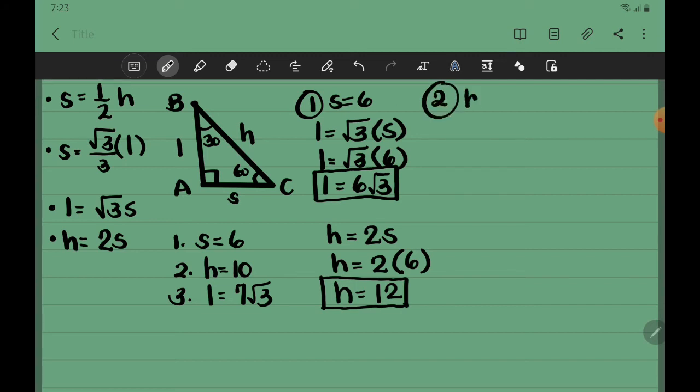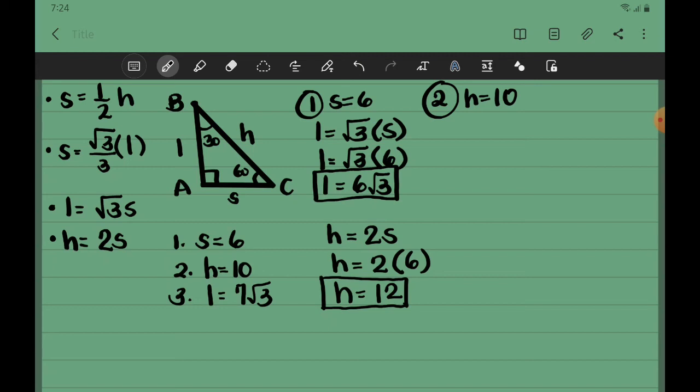We have h equals 10. So, since hindi given yung shorter leg at hypotenuse ang given natin, hanapin muna natin lagi si shorter leg. Bakit? Kasi si shorter leg ay gagamitin natin sa formula ng longer leg. Hindi natin masosolve si longer leg hanggat hindi natin nasosolve si shorter leg. So, mag-start tayo kay shorter leg.